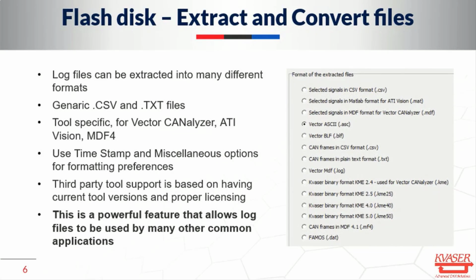This is the powerful screen I mentioned earlier. When you select to extract and convert files, this menu comes up, and you can select one of the many different formats to extract and convert files from. You can create, as examples, generic CSV or .txt files. You can create specific formats for ATI Vision, MDF4 formats, Canalizer formats for Vector, things like that.